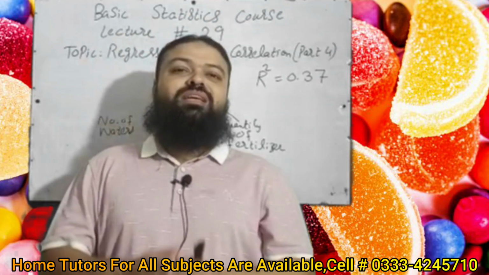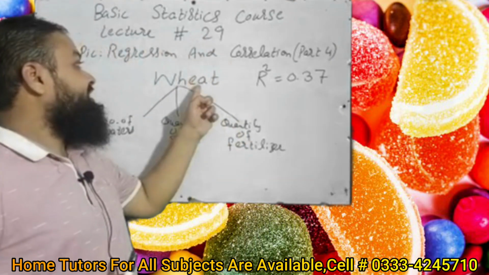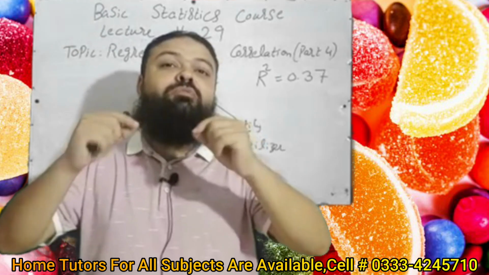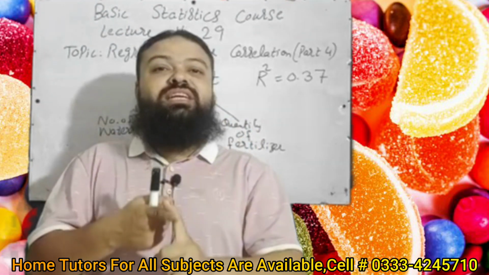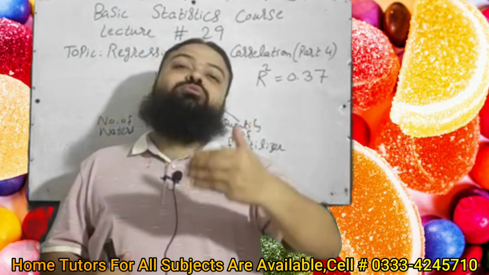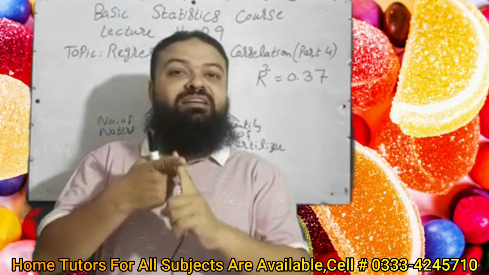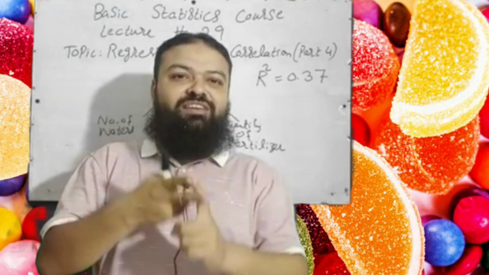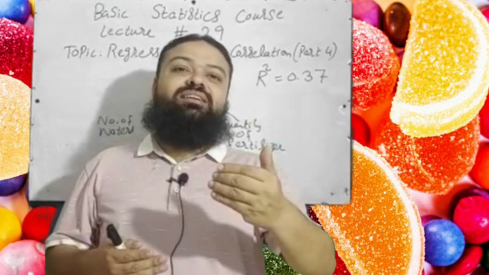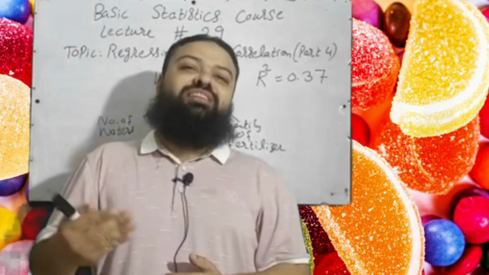For example, if we are interested in the production of wheat, wheat is the major crop of Pakistan. If we want to estimate the production of wheat, wheat is our dependent variable. It depends upon the number of waters. 4 or 5 waters are required for the production of wheat. The number of waters is an independent variable.